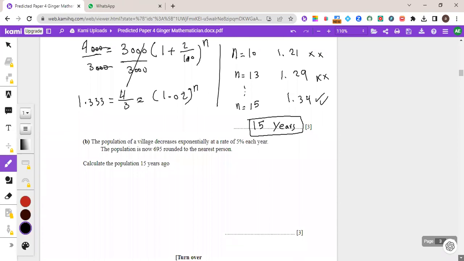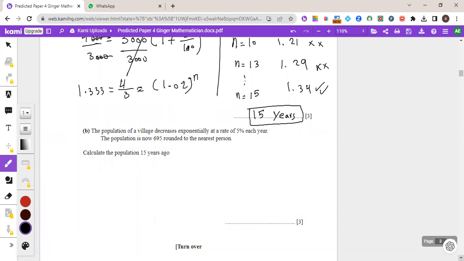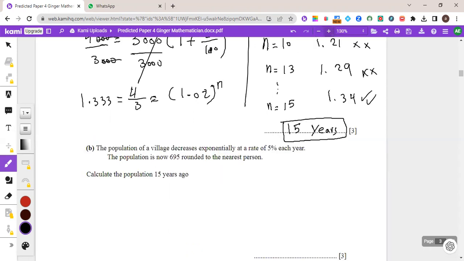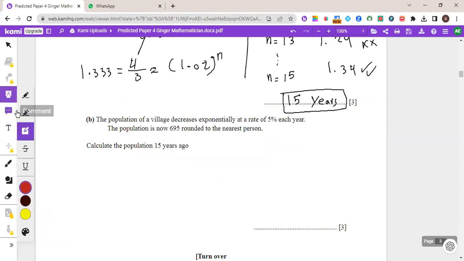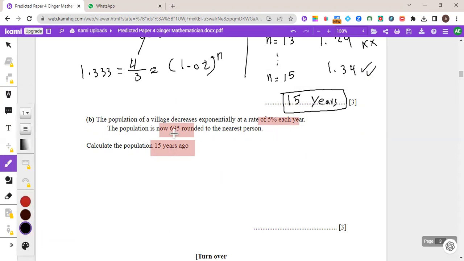Question B. The population of a village decreases exponentially at a rate of 5% each year. The population is now 695 rounded to the nearest person. Calculate the population 15 years ago. So it's compound interest, but minus. In the beginning, the population now is 695, and he says find the population 15 years ago, and the rate is 5% each year.